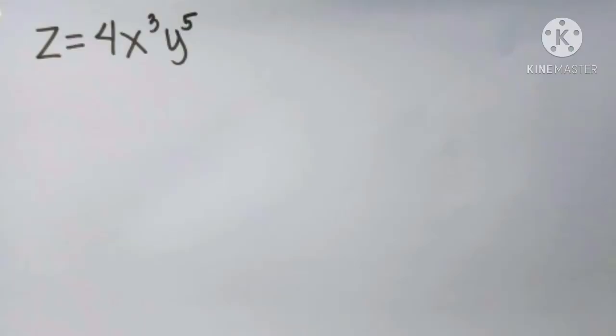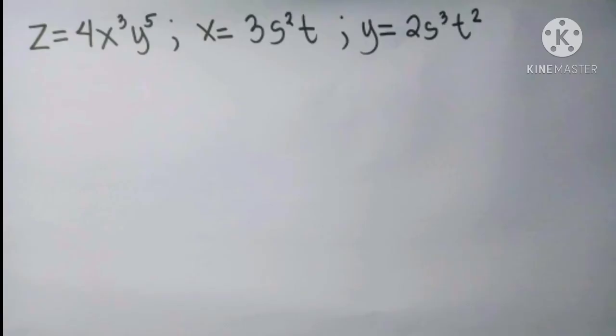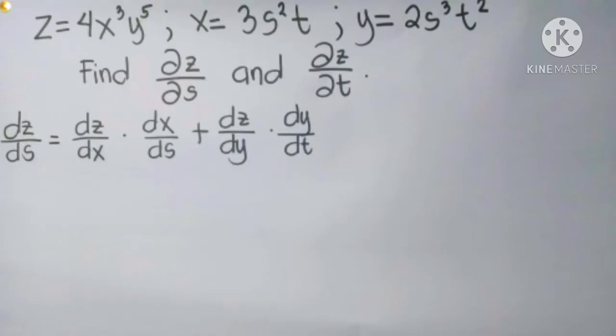So here is an example. z equals 4x cubed y raised to the power of 5, x equals 3s squared t, and y equals 2s cubed t squared. We are going to find the partial derivative of z with respect to s and the partial derivative of z with respect to t. Again, we need to focus on everywhere we see an s. To find the partial derivative of z with respect to s, we use the formula dz over dx times dx over ds plus dz over dy times dy over ds.